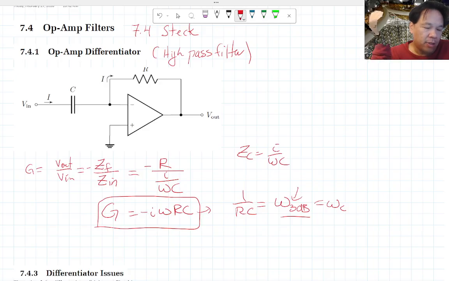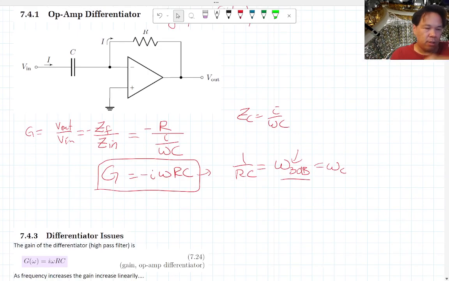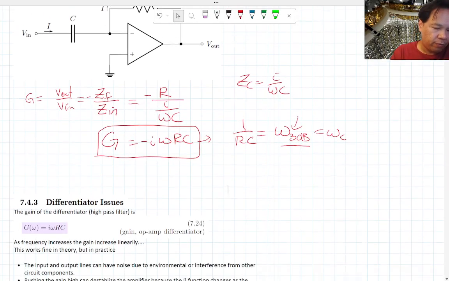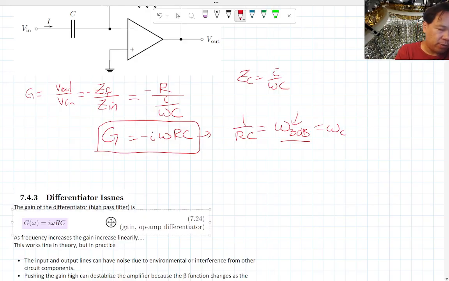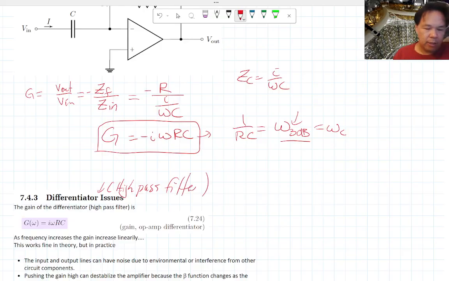In fact, this is going to cause some issue, and I'm going to skip to that. So if you're trying to follow along, the book also introduces the low pass filter, but I'm going to talk about the issues with the high pass filter first. Okay, so this is with the differentiator. What I would like to refer to it as is actually the high pass filter, because that's essentially what it does.